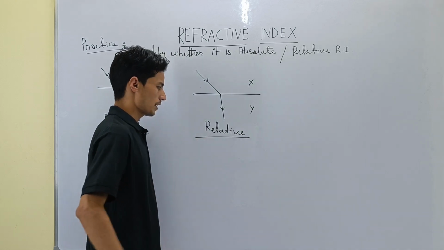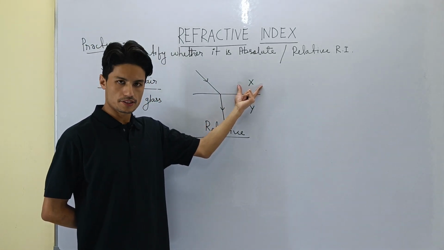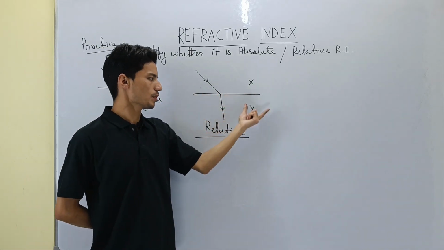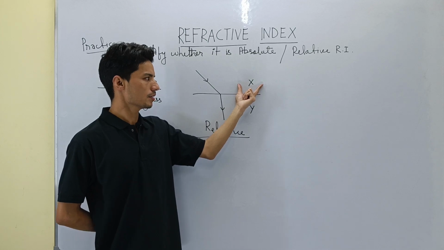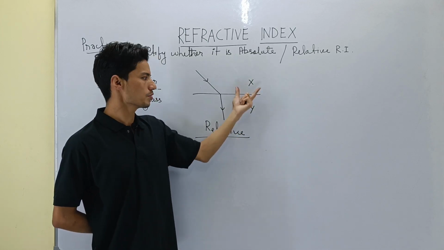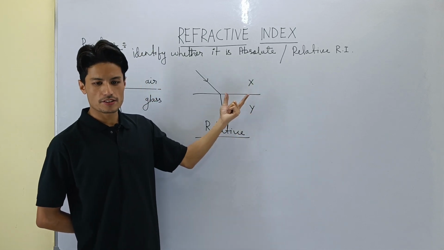Now if there is anyone who is like, how is this relative Ri? Look at the first medium. Do you see air written here? No, it is not air here, it is X and Y. That means this can be any medium. If it is air, it should be written air, but it is not written air. So this is a case of relative Ri.